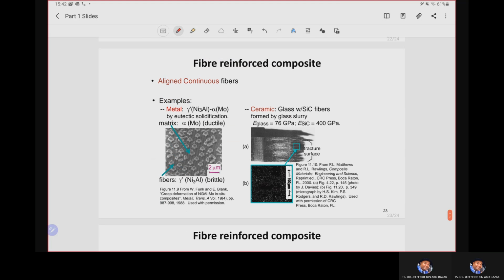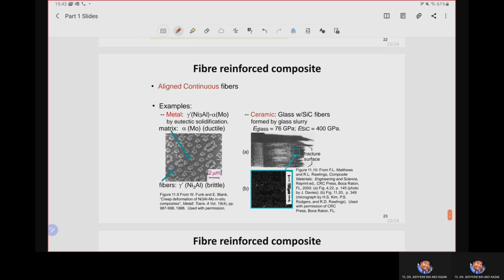So next, on this slide, I am just going to share microscope images of fiber reinforced composites having aligned continuous fibers as their dispersed phase. At the left side here is the cross-sectional view of a metal matrix composite with an alpha molybdenum matrix, which is ductile, reinforced with gamma nickel aluminide. Gamma nickel aluminide becomes the dispersed phase, and it is brittle in its nature. As you can see at this cross-sectional view, we cut them into a cross-sectional surface. The nickel aluminide fibers are properly and homogeneously arranged within the alpha molybdenum matrix, giving optimum strength in the fiber direction.